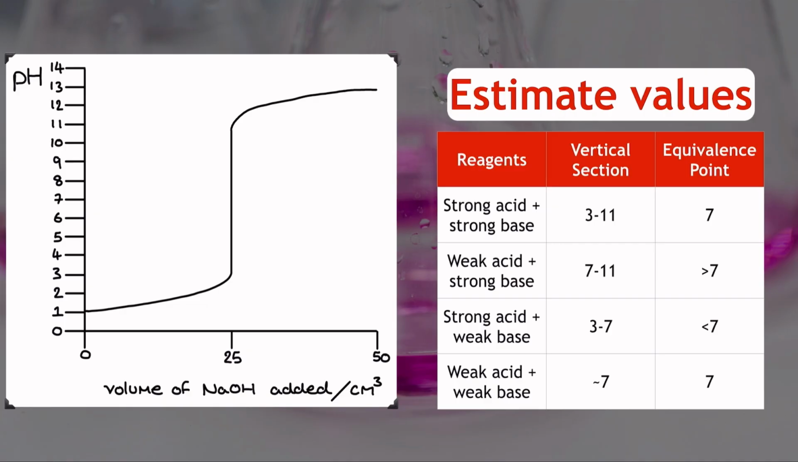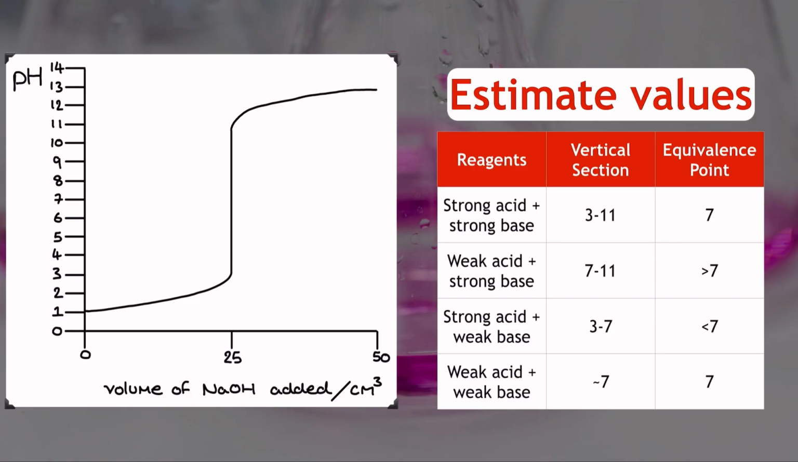The vertical section here, if you look at the broadest possible one, is between 3 and 11. And then the others kind of fit in and around this. And so what we've got for the strong acid, strong base is the 3 to 11 I discussed before, with an equivalence point of 7, which is the middle section of that vertical point. What we've also got then is weak acid, strong base. Now I estimate here that this would be about 7 to 11, and of course these are estimations.